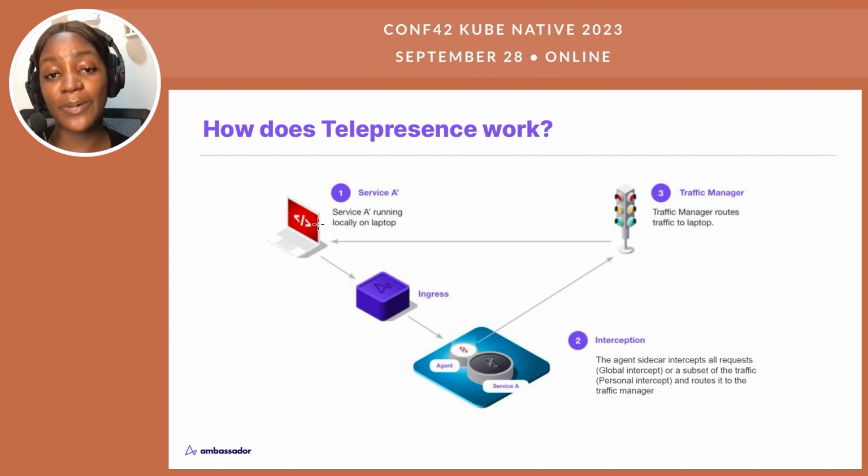But if this was a personal intercept, once the request comes in through the ingress and hits the sidecar agent, it's going to check and say, hey, does this request have the HTTP header that was set when I ran the telepresence intercept command? And if it does, it sends it to the traffic manager, which then sends it to your laptop. But if it doesn't, it goes to Service A as expected.